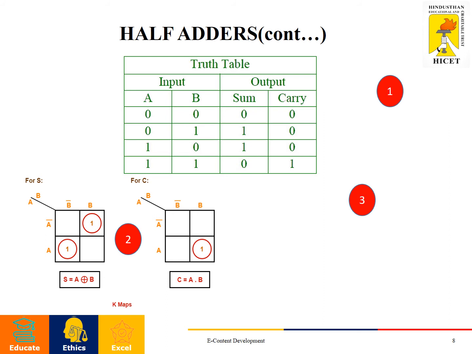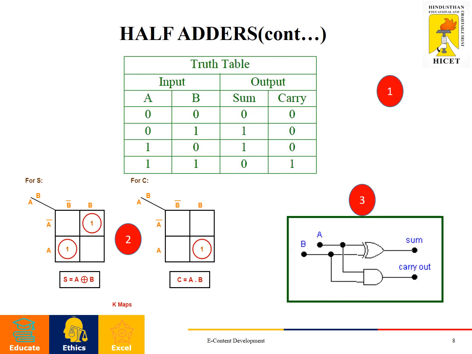Similarly, for carry we need to generate a separate K-map, and for this carry we can see that the value is 1 for the combination 1 1, so we can place the 1 here, and the logical expression for carry is C is equal to A into B. And next, from the knowledge of this logical expression, we can go for the logic diagram. This is step number 3, the logic diagram, and we need to incorporate both the sum and carry in a single diagram. This is for sum and this is for carry.